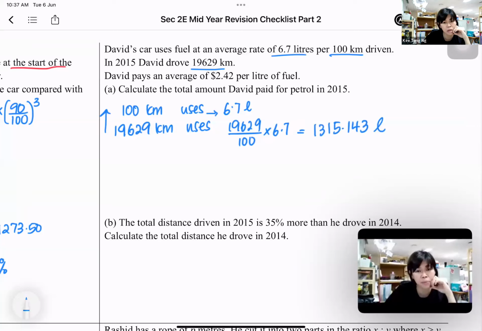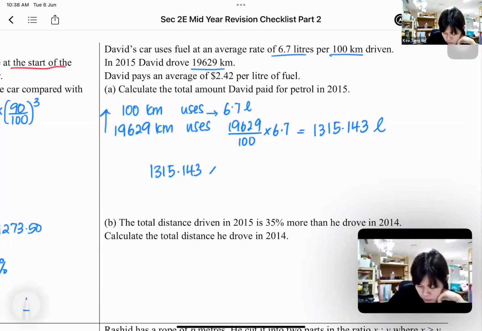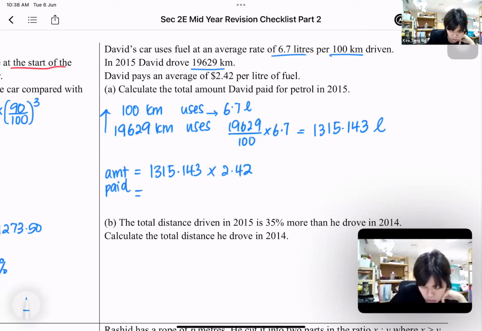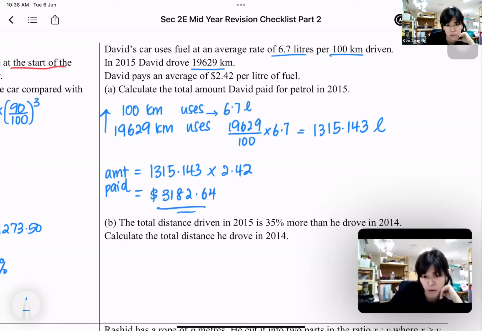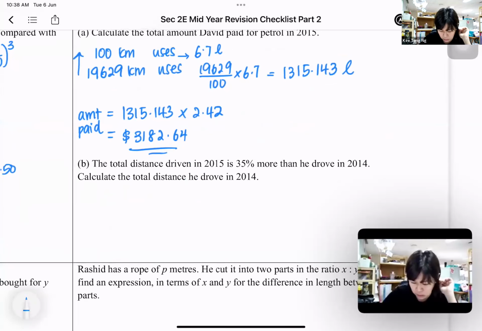Then after that, he paid $2.42. So I take this one times $2.42. Don't forget our amount paid. Description, must write description. In our end of year exam, the teacher will minus marks if possible. If you don't write your presentation and they don't understand, or they find your working very messy, answers all over the place, you have to write down your description. If not, your teacher may not give you the marks.